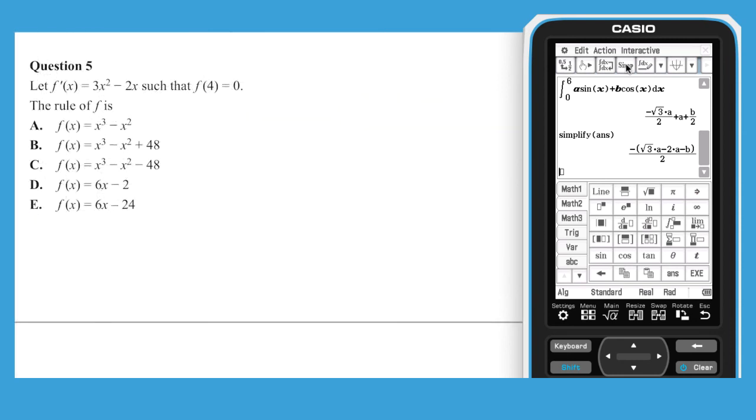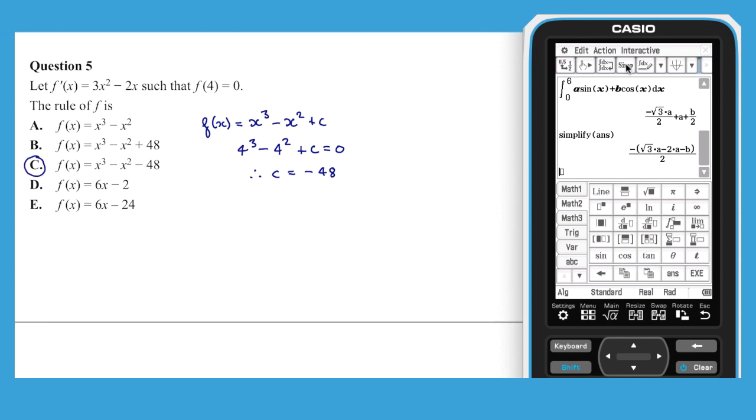Question 5. Given f dash x and using a little simple integration, we know that f of x is equal to x cubed minus x squared plus c. Given that f of 4 is 0, we know that 4 cubed minus 4 squared plus c is equal to 0, which means that c is 16 take 64, which is minus 48. This means our answer is C.